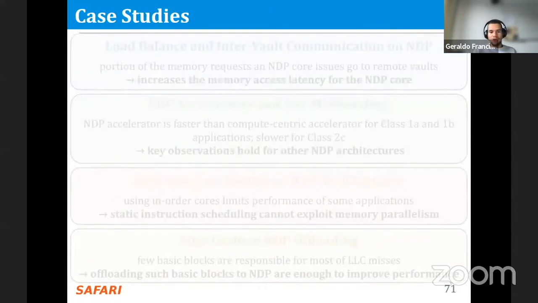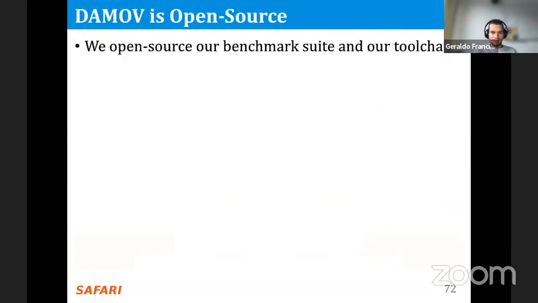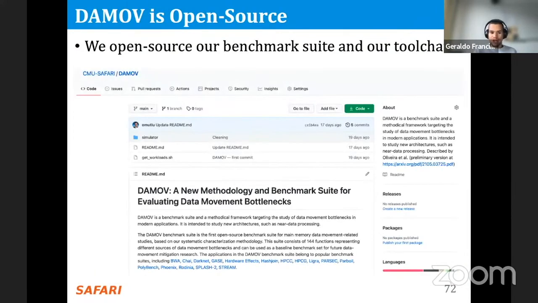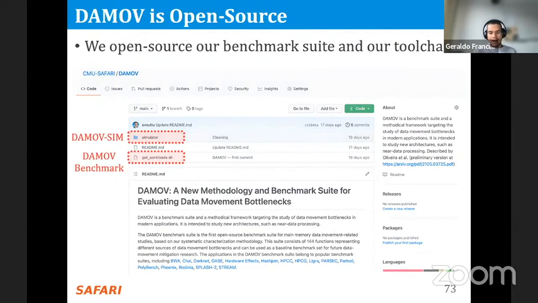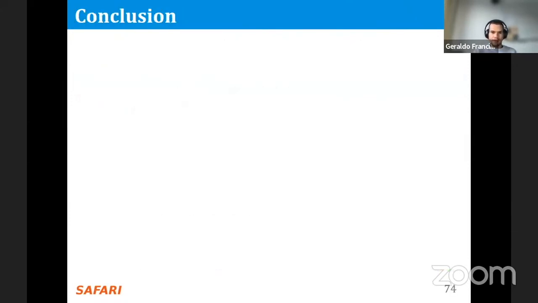For more detail on all of those case studies, we invite you to check our paper. So we open source our benchmark suite and the DAMove simulator on our SAFARI GitHub. Over there, you can find the DAMove benchmark suite and also the DAMove simulator. All of that is open source, and you can get it in the following link. So now I'm going to conclude the talk.